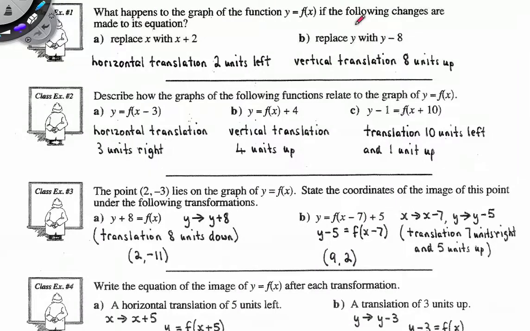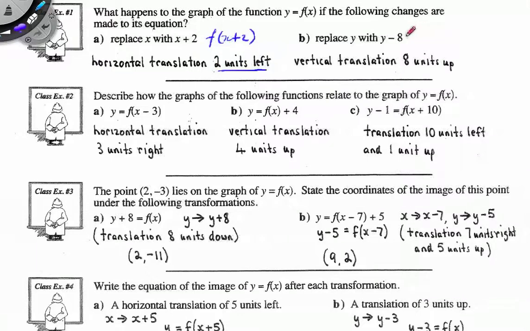What happens to the graph of the function y equals f of x if the following changes are made to the equation? We're going to replace x with x plus 2. So in here would be x plus 2, so f of x plus 2. This is right beside the x, and so it affects the left and right values, and because it's x plus 2, it will shift it to the left, 2 units to the left.